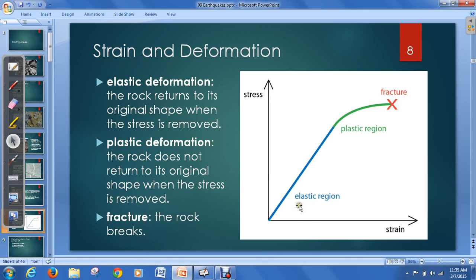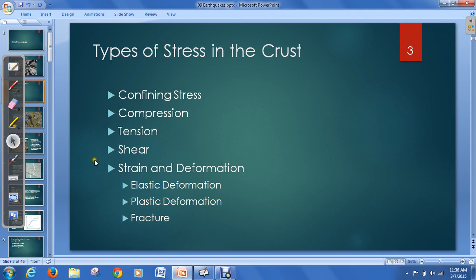And sometimes you can even get earthquakes with elastic deformation, if the rock can stretch quite a bit and move quite a bit, and then that stress is removed. When it moves back to its original position, you can actually get some large earthquakes that way as well. Okay, but as you put more and more stress on the rocks, you're going to get into the elastic, plastic, and then fracture for your deformation. Okay, so those are the different types of stress. Make sure you understand what all these mean and what they're associated with.